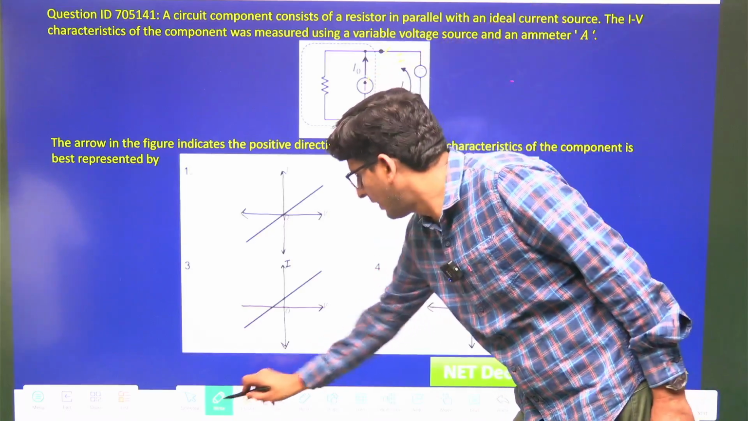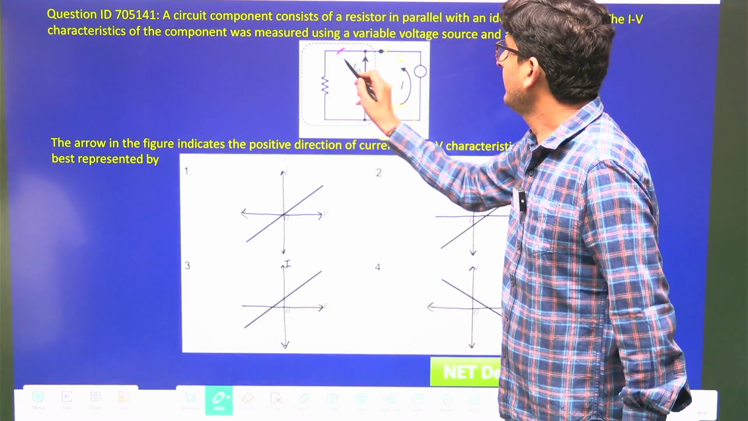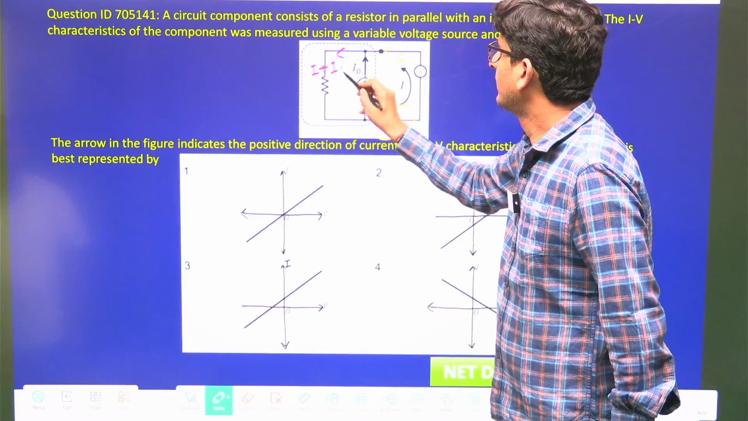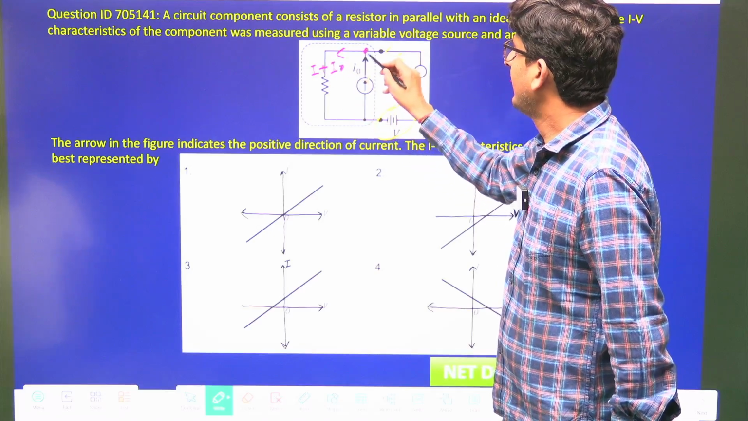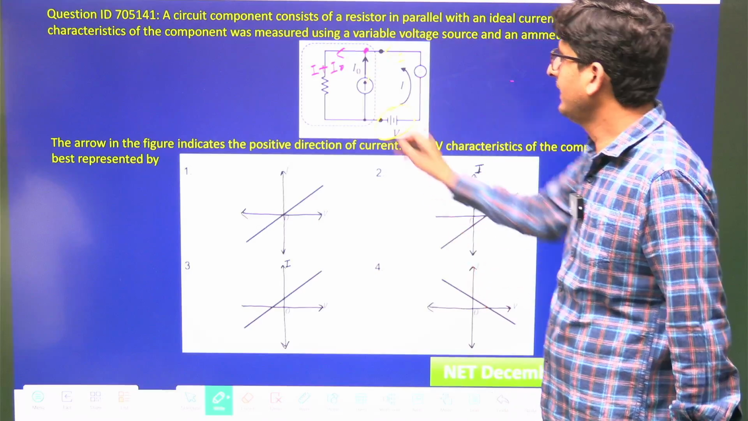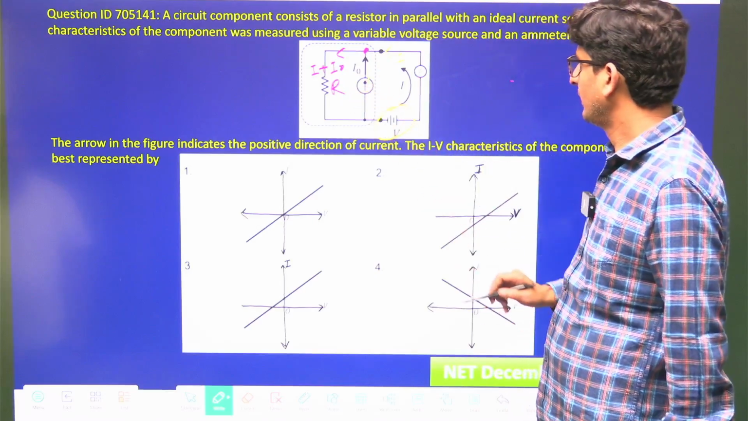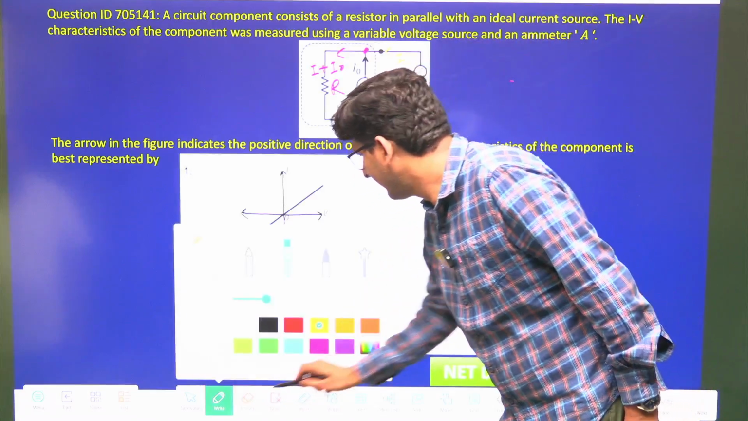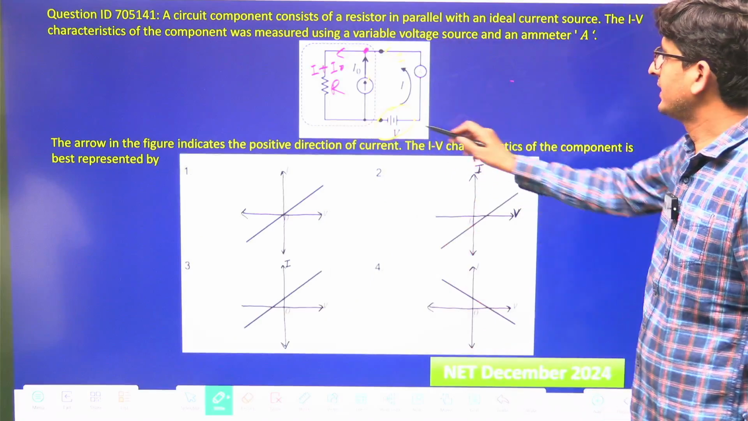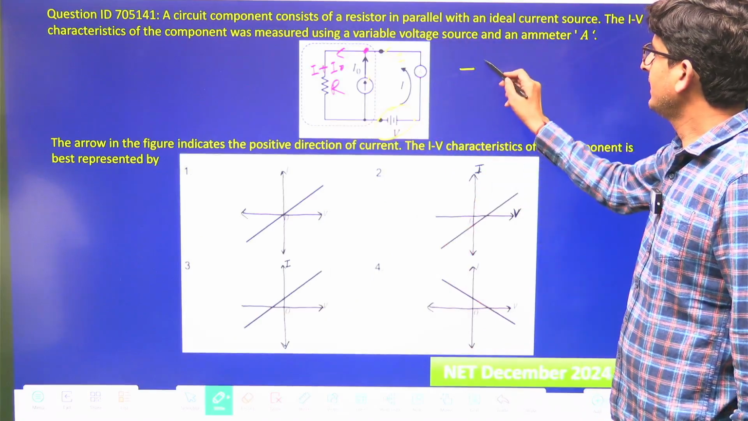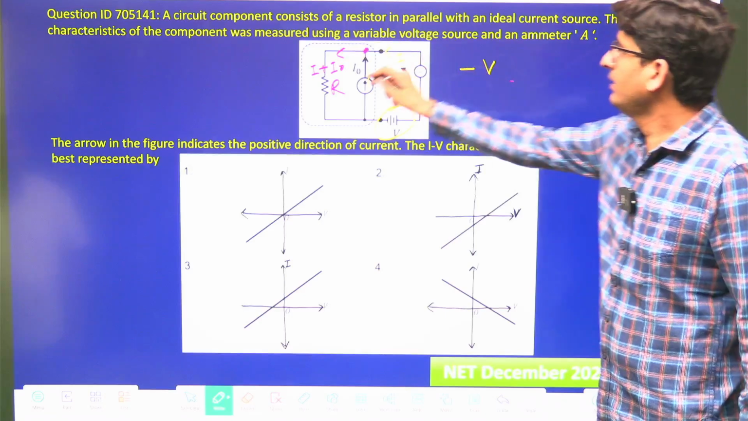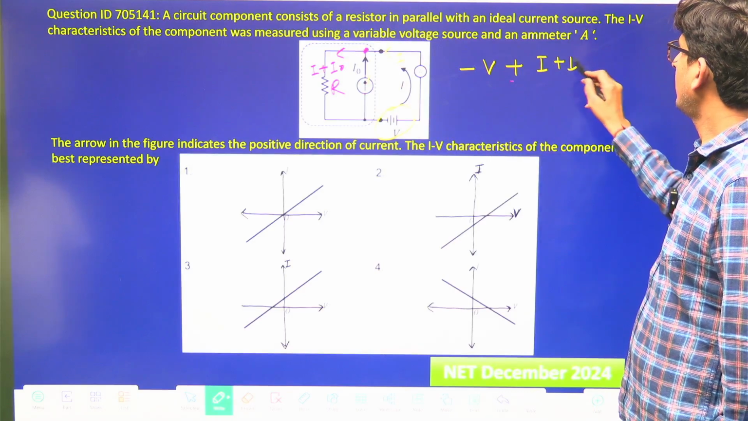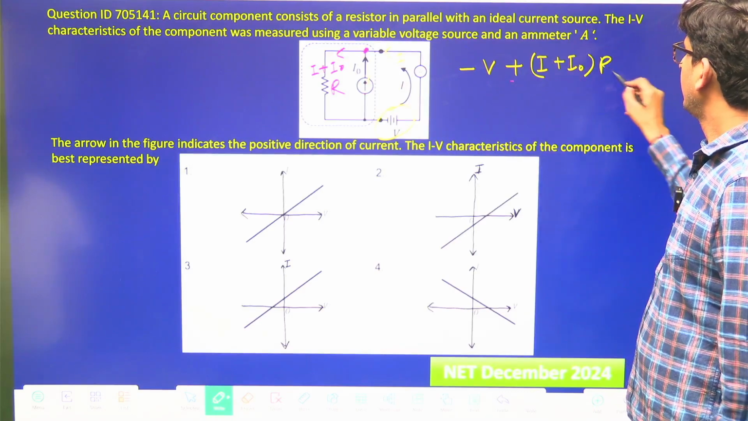So at this point what will happen? Here current will be I plus I naught. According to KCL, at this node both currents will combine, and this is resistor R. Okay. Now we have got a closed circuit, and I can apply KVL now. Just apply it from here. Minus V, and then only this resistor is there, plus I naught R is equal to 0.